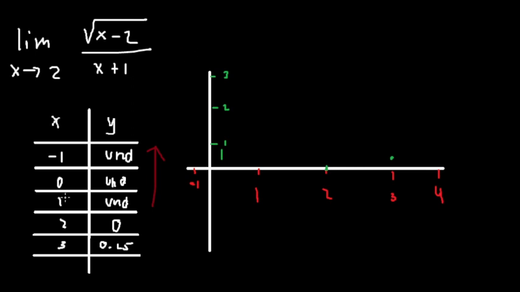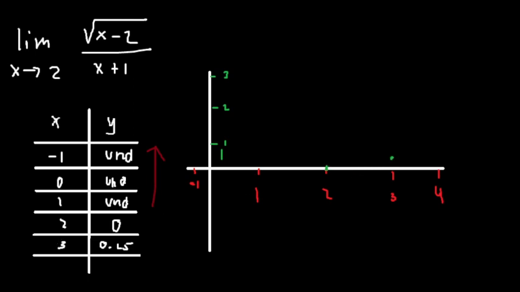Now, if it is 1, undefined, so we will not place a point. If 0 rin, undefined, walang point. And negative 1, walang point. Now, as you can notice, the graph looks like this. Basta pa ganyan.